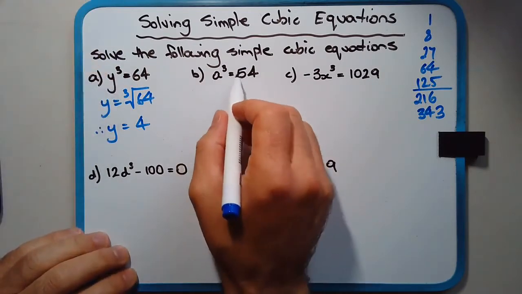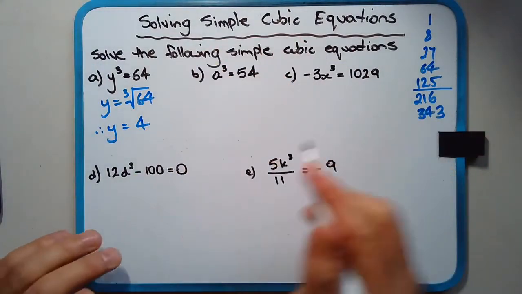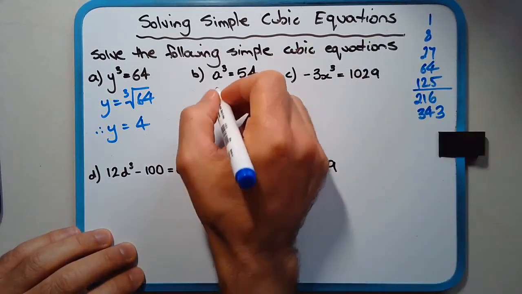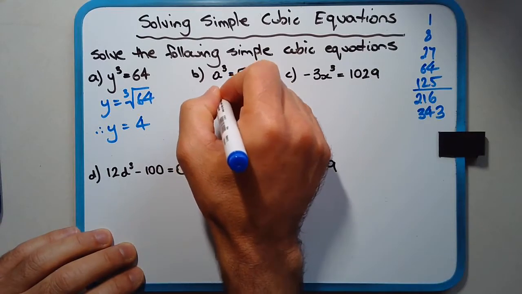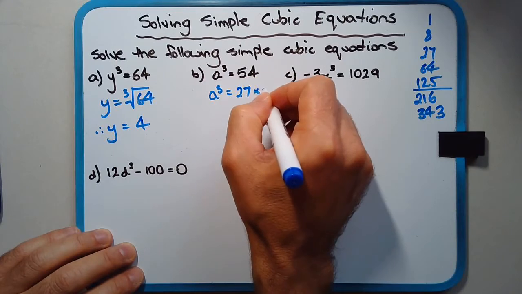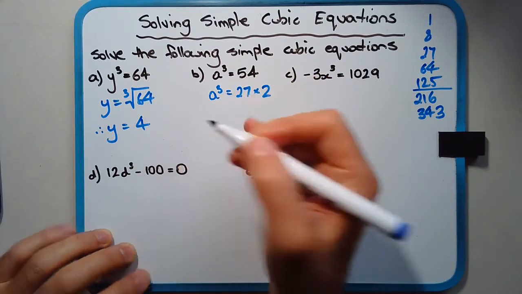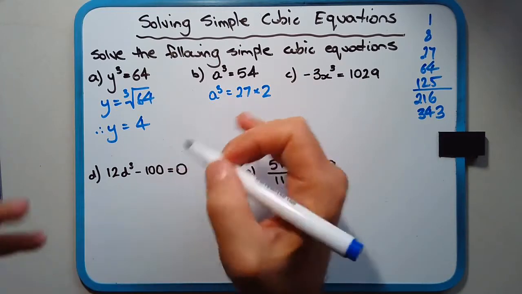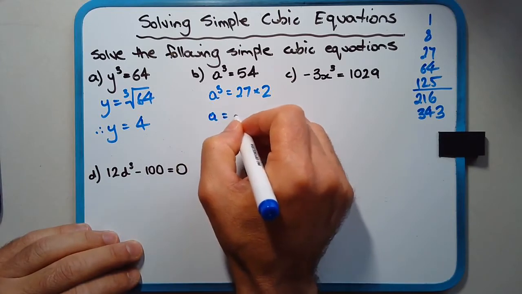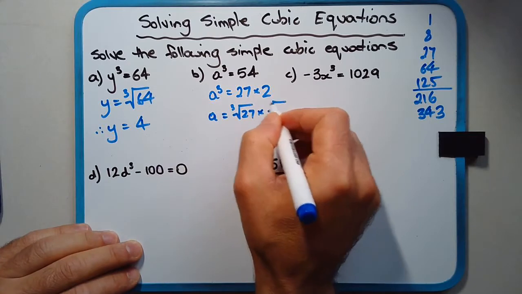Let's have a look at a cubed equals 54, and I chose this particular number just for a bit of fun. We can note that 54 really is just double 27, so a cubed is really 27 times 2. We're going to take the cube root of the whole lot, and cube roots work very similarly to square roots in terms of the rules involving surds. So a is equal to the cube root of 27 times the cube root of 2.